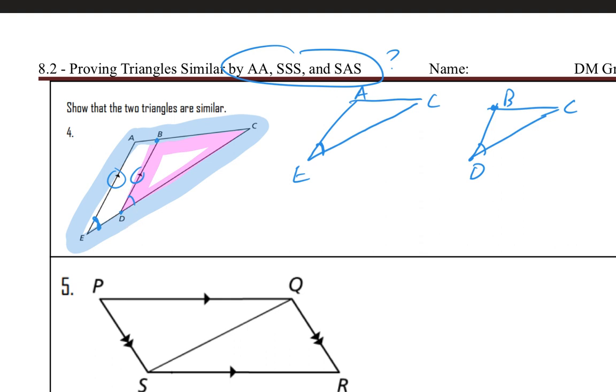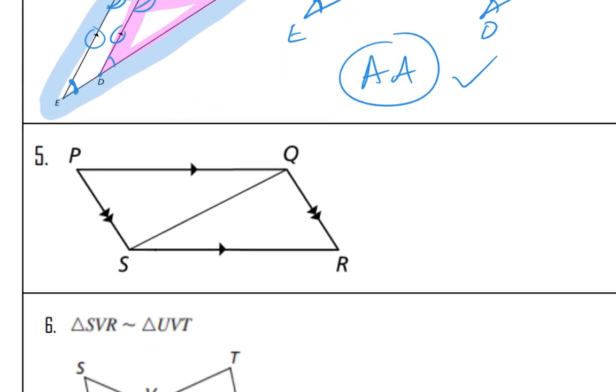Well, what else do we know? We know this angle right here is also the same, because it's the same as that one. So we can say this one and this one. Those are two angles. Okay, so that's how we can tell. Let's keep it moving.